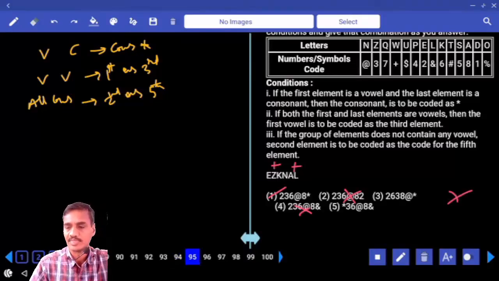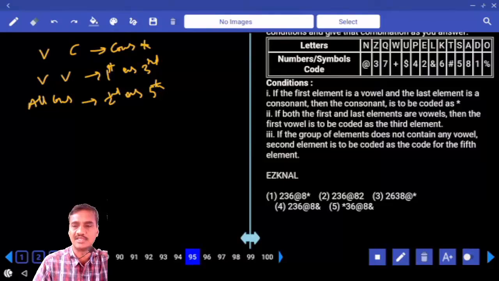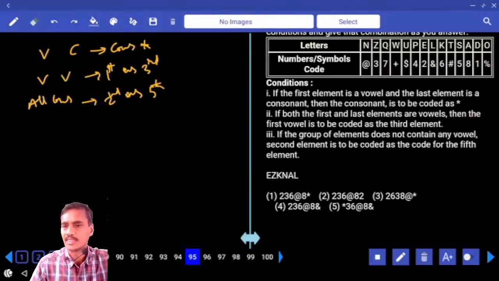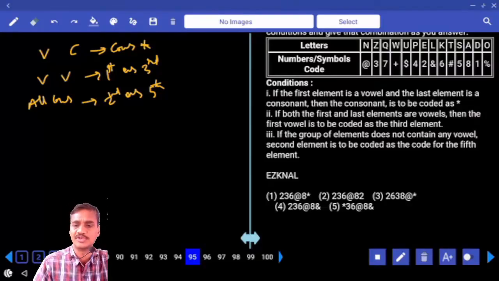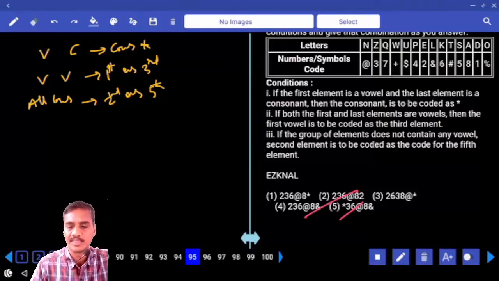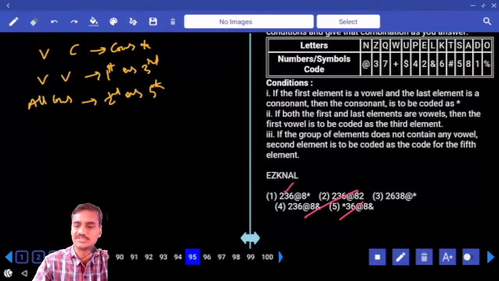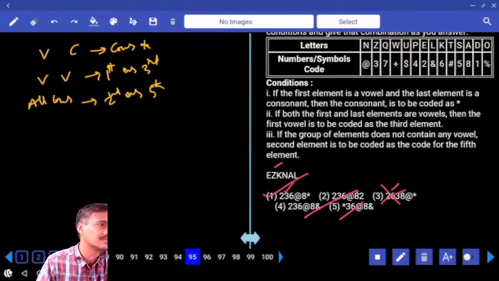And 95. Now this 95, EZK NAL, a vowel and a consonant. Then the consonant must be coded as star, and the last element must be star. Among the given choices, the last is star in 1 and 3. Then check the second element, which is different. What is the code for Z? 3. Hence 3 is ruled out, 1 is the answer.